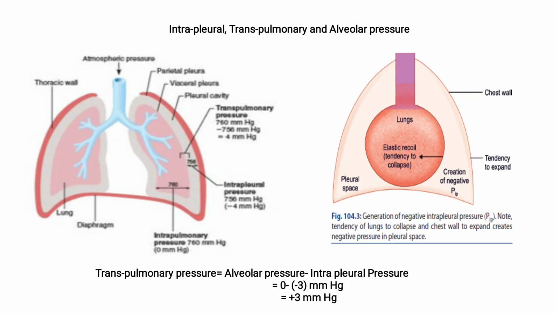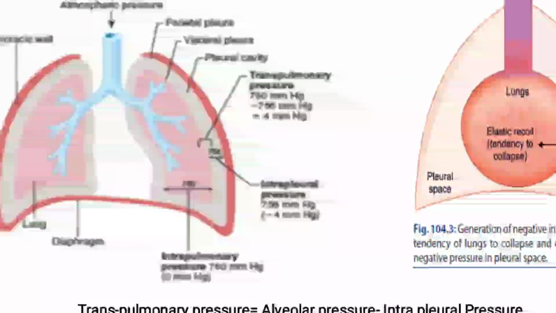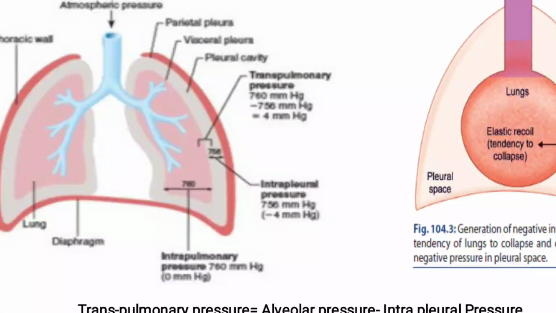Now, what about the intra-alveolar pressure? We know that inside the lung we have the alveoli. So the alveolar pressure, when there is no airflow, is obviously equal to the atmospheric pressure, that is 760 millimeter of mercury, which we can take as 0. So intra-alveolar pressure is 0 when there is no airflow.